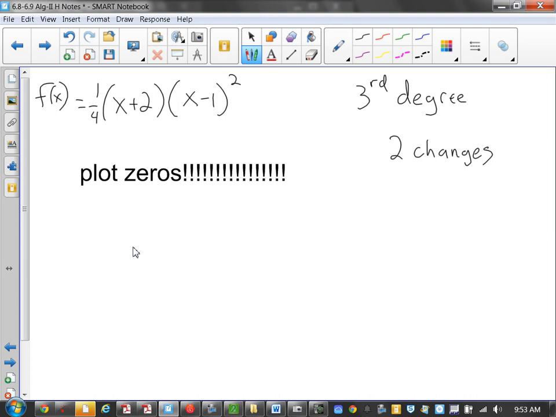Now, I wrote up on there already a little bit of a hint that it's going to be a 3rd degree polynomial. Does everybody agree that it's going to be 3rd degree? Yes. Why is it a 3rd degree? Because there's three x's. Okay, I'll give you that. There's 3 of them.